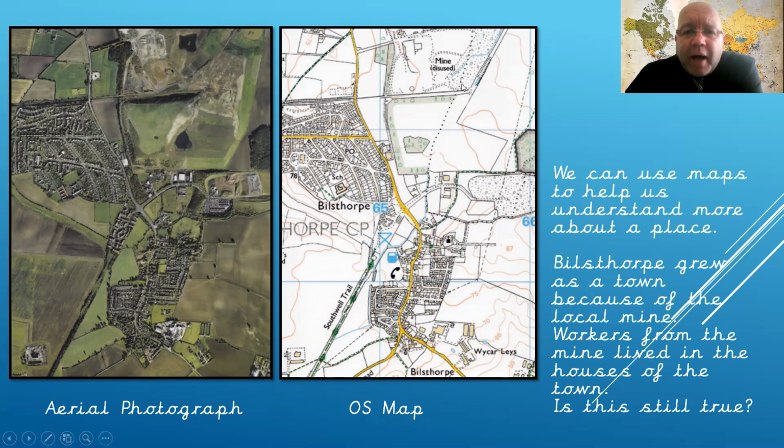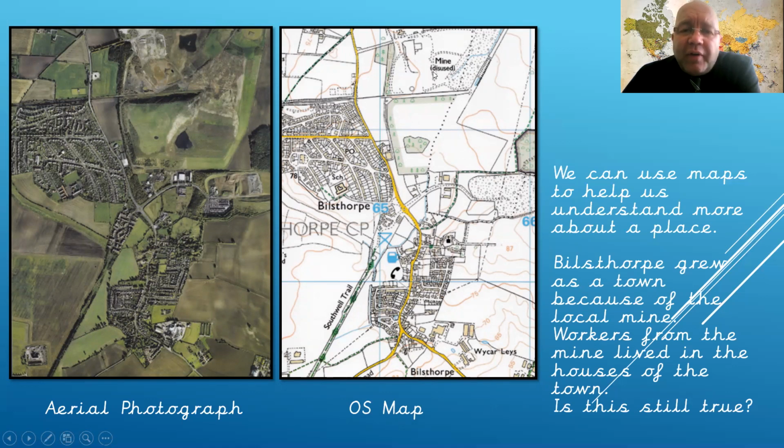Well, if you're looking at the map, you might have found the mine, and the mine is up here at the top. And it says mine disused. That means that the mine is now closed down. It's not used anymore. So that means nobody works there.